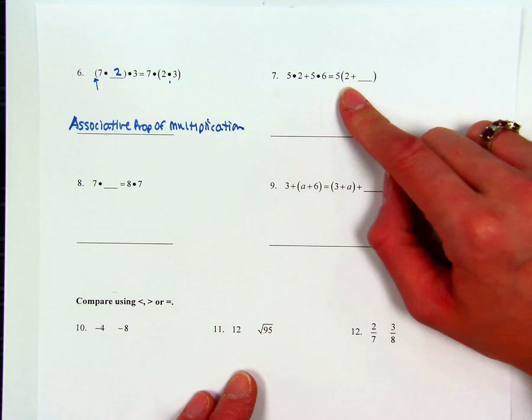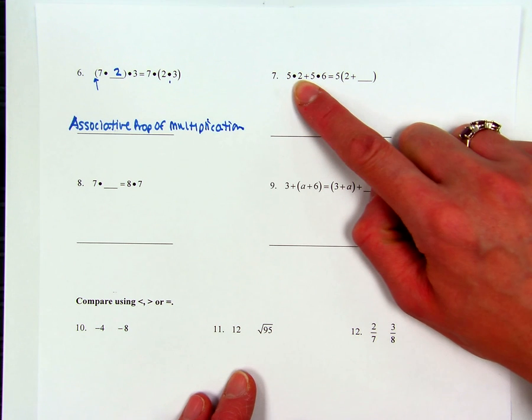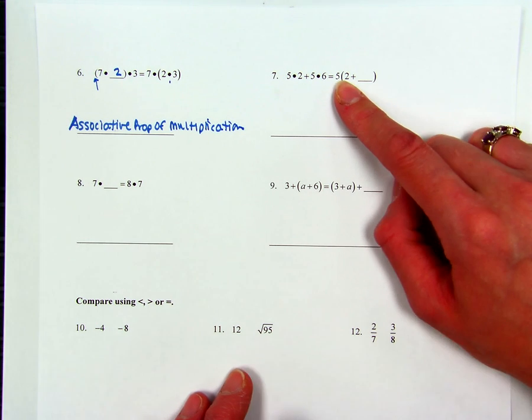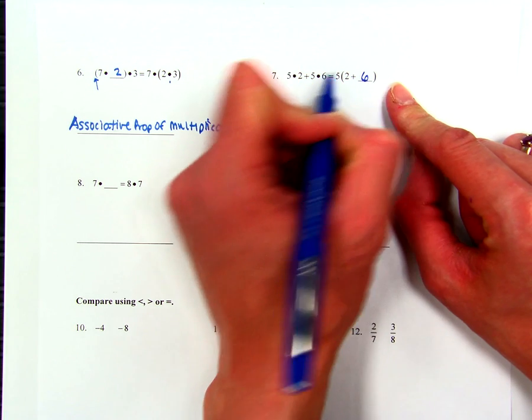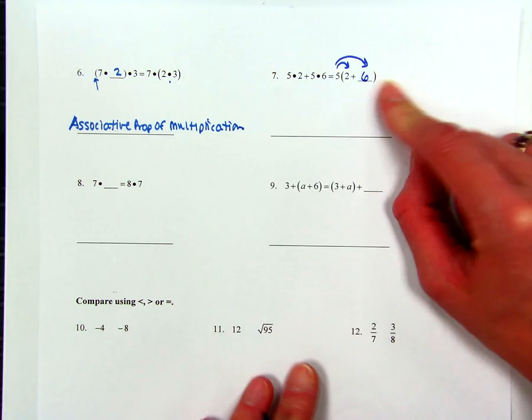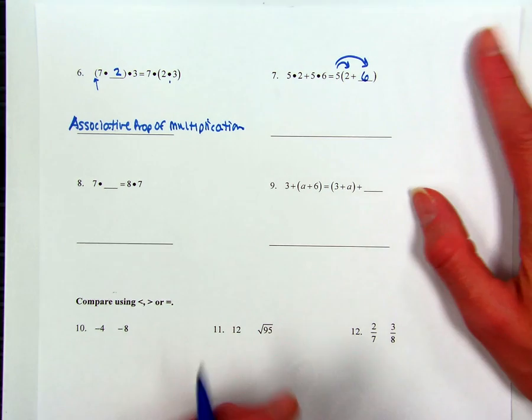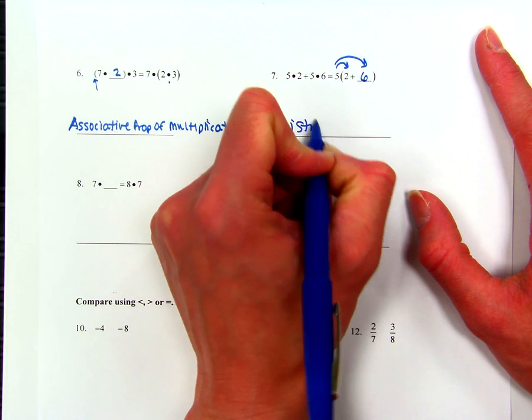Okay. This one is saying 5 times 2, right, which we have a 5 on the outside. 5 plus 5 times 6, so there must be a 6 missing here. So they distributed the 5. 5 times 2 plus 5 times 6. So this is distributive property.